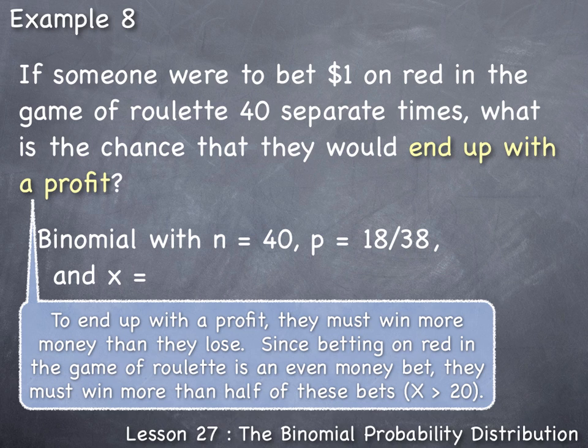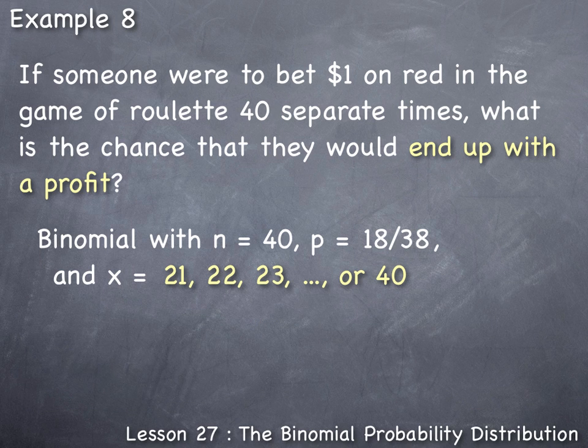Thus, the value of the random variable x that corresponds to ending up with a profit would be x greater than 20. So in a binomial, the random variable x is discrete because it's a count or a frequency and can take on values anywhere as low as 0 to a high of n, in this case 40. The values of the random variable x which are greater than 20 would be the values of 21, 22, 23, all the way up through the total n of 40. So now we can calculate our chance using our binomial probability formula with n equals 40, p equals 18 out of 38, and x being greater than 20.